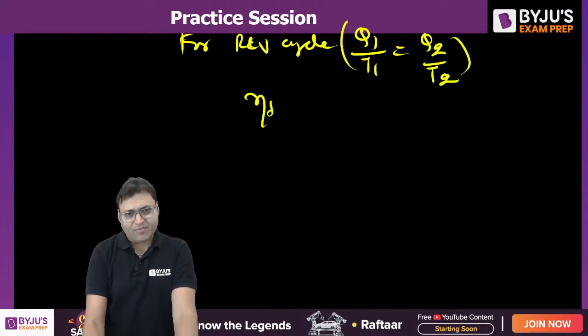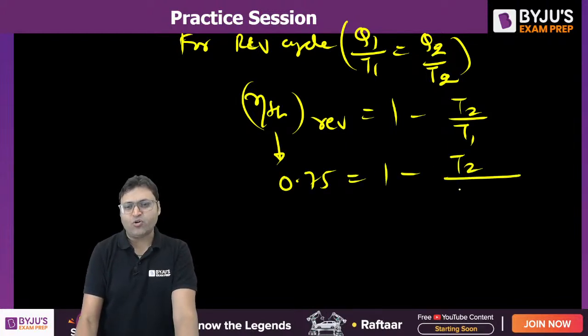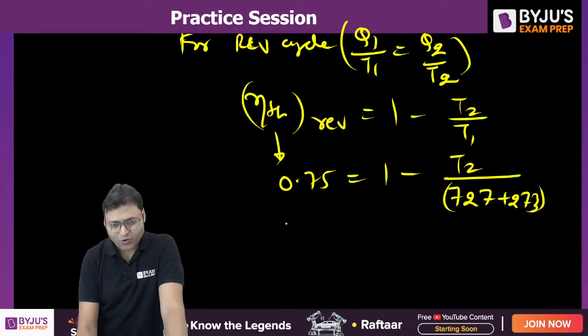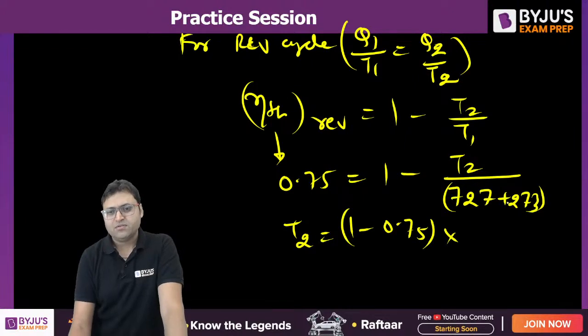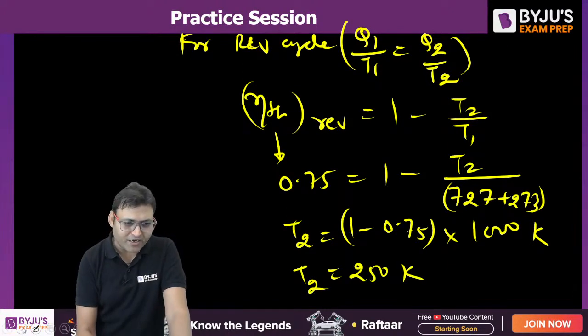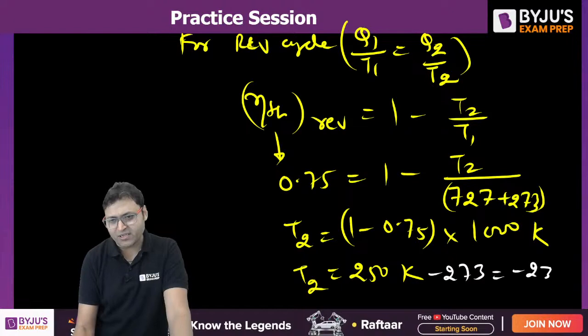So we can say the thermal efficiency of the reversible cycle or the Carnot cycle is 1 minus T2 by T1. Thermal efficiency is 0.75, T2 is unknown, T1 is 727 plus 273 Kelvin. Put all the temperatures in Kelvin, absolute temperature. So from here we can find T2 as 1 minus 0.75 into 1000 Kelvin. So it will be 250 Kelvin. T2 is equal to 250 Kelvin. And if we want to convert it into degrees Celsius, then subtract 273. So this is minus 23 degrees Celsius.